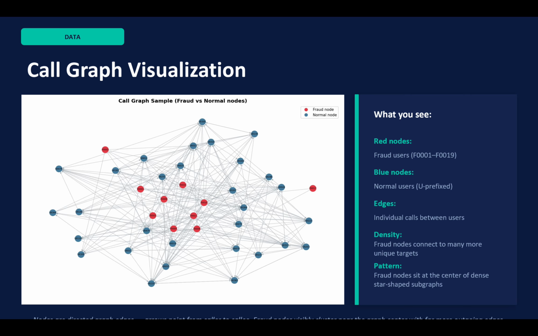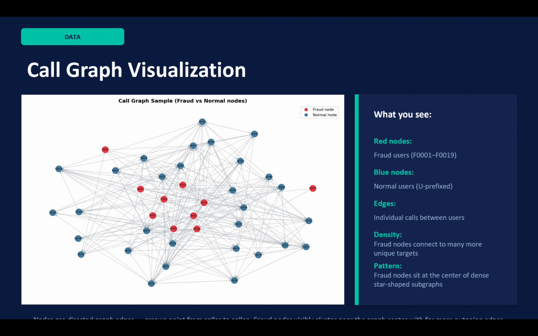Red nodes are fraud users labeled F001 and so on. Blue nodes are normal users. Even without knowing anything about this graph, you can just look at this and go, yeah, those red ones look different. They're sitting in the middle of the graph with edges shooting out in every direction to tons of different blue nodes. As you can see, you can tell why, in the previous slide, this is kind of related, because fraud users are just going everywhere.